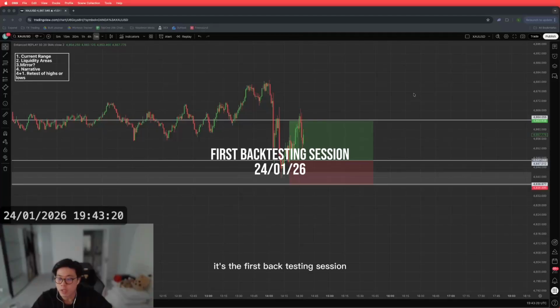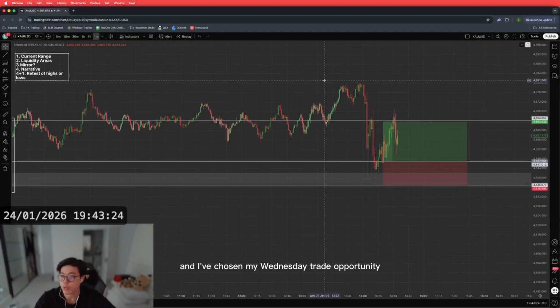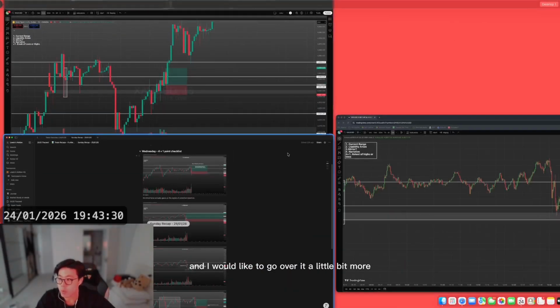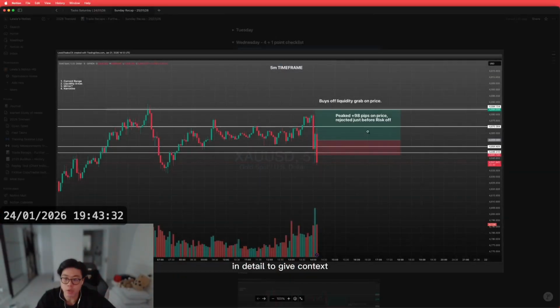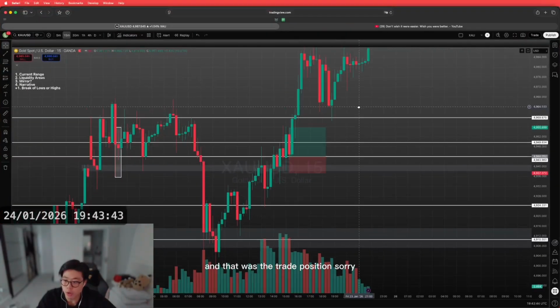The first backtesting session, and I've chosen my Wednesday trade opportunity from my 4+1 point checklist development, and I would like to go over it a little bit more in detail. To give context, I originally wanted buys up around about the same area. However, we got stopped out.